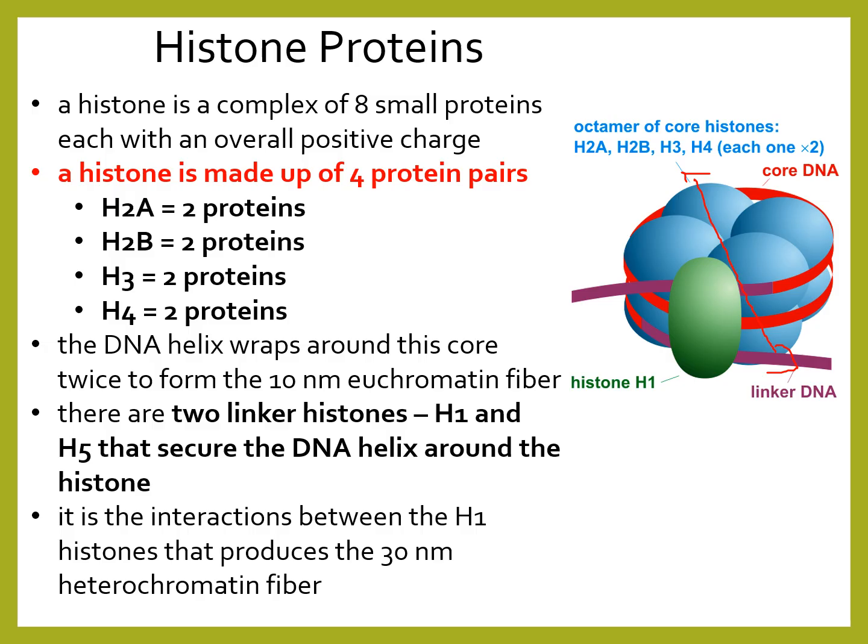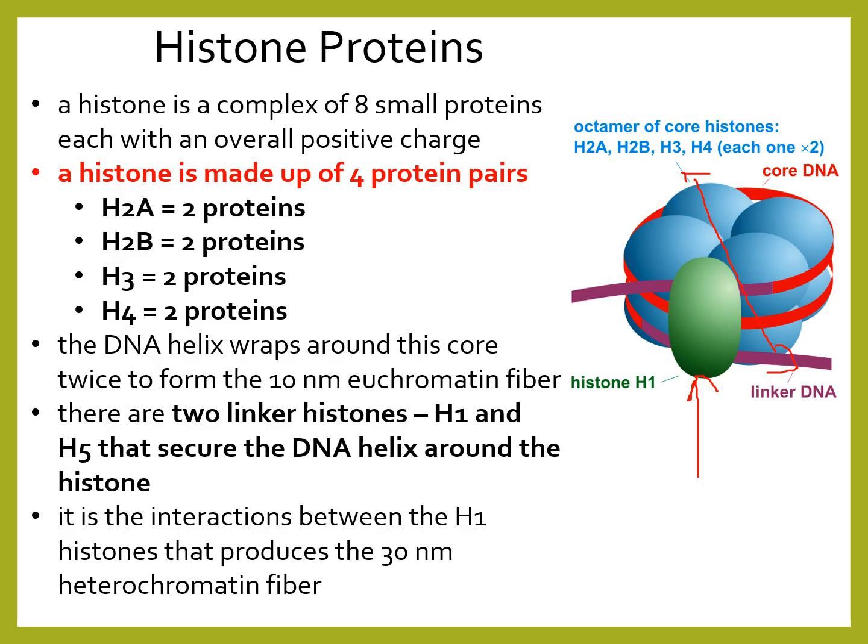There are 2 other histone proteins called H1 and H5. These are not part of the histone octamer. Instead, they're called linker histones. There isn't a lot known about H5, but there's a little bit more known about H1. When the DNA helix wraps around the histone bead, H1, which you can see here as this green histone, will then come in and lock it into position so that the DNA helix doesn't slip.